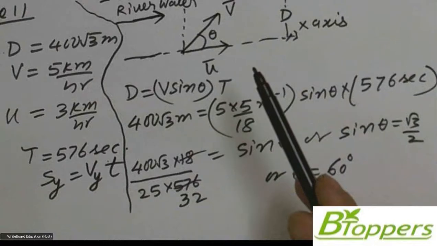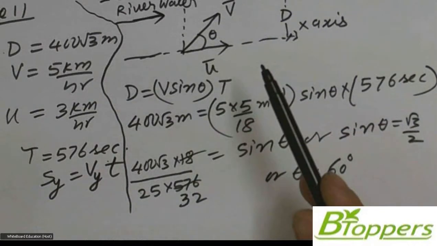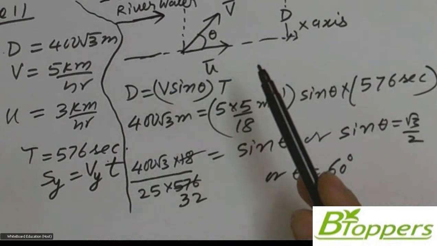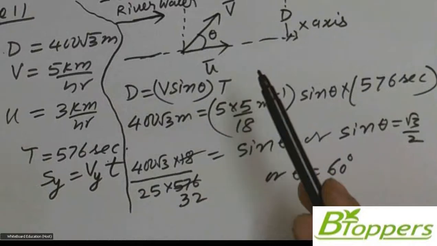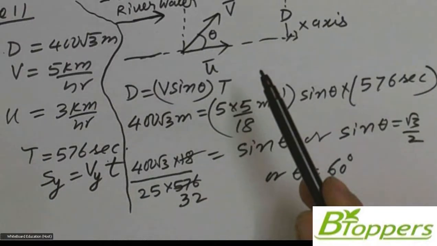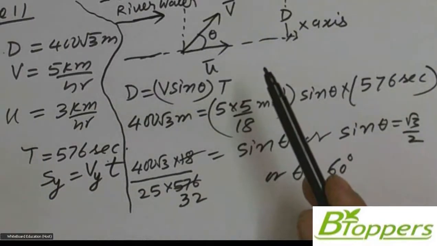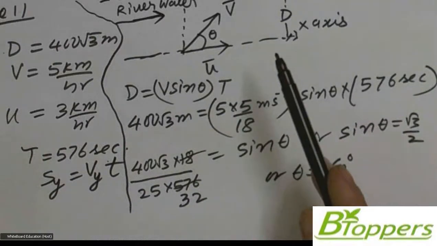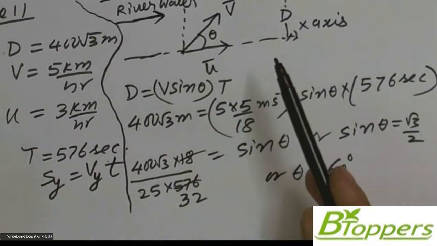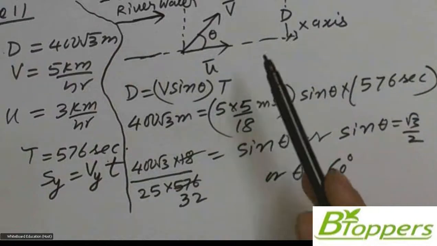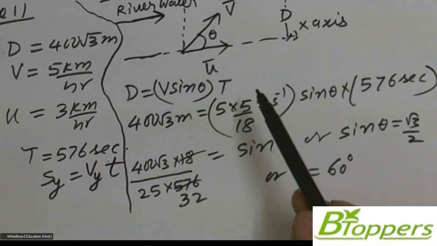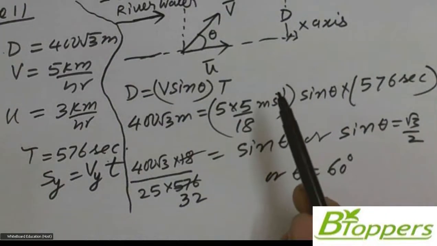So resultant velocity of the boat means velocity of the boat as seen by a stationary observer on one of the banks, or we can say actual velocity of the boat with respect to ground or earth, is the resultant of V bar and U bar. For that, we'll apply the parallelogram law of addition of vectors.